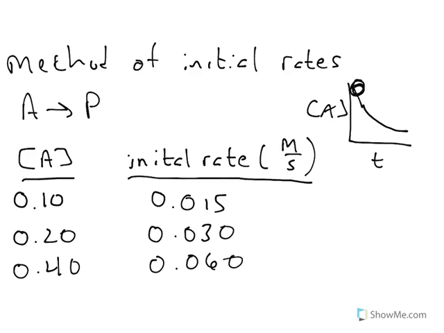So in other words, what happens between here and here? All right. My concentrations did what? They doubled. All right. And then between here and here, 0.2 to 0.4, my concentrations also doubled. All right. So I've got times 2, I doubled them. But look at my initial rates. What happened here? I went from 0.015 to 0.03. Well, that doubled. And then here, from 0.3 to 0.6, that also doubled.